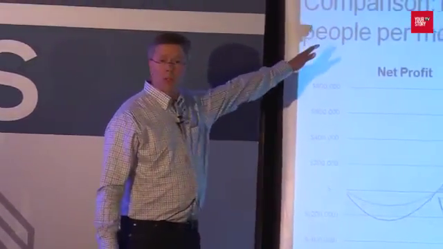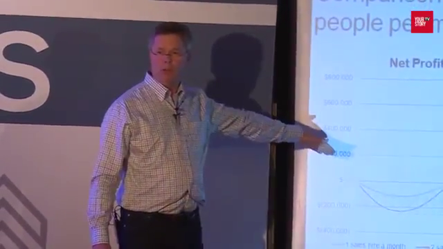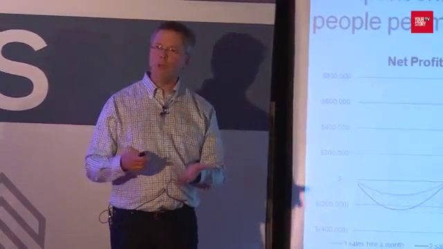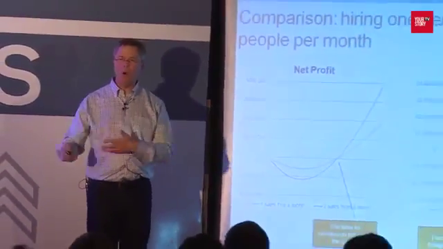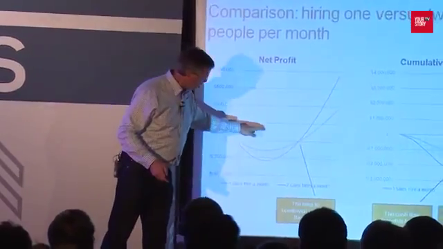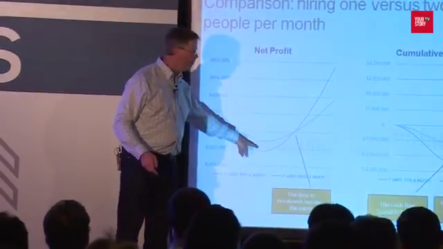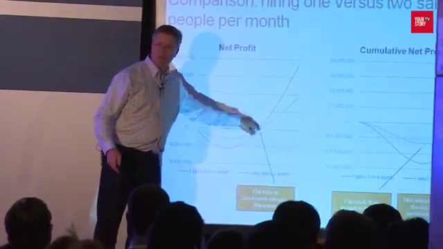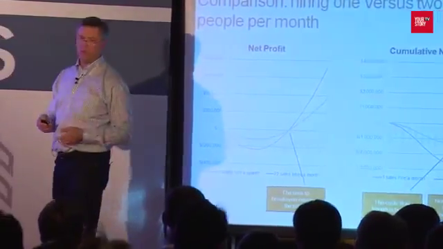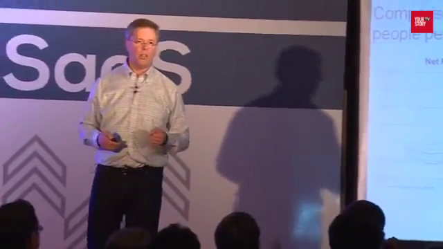I did a model. This was actually done for HubSpot because we were trying to prove to them how many we should be hiring. Should it be 3? Should it be 4? Should it be 1? An interesting thing that came out of this is if you hire 1 versus 2, you simply double the depth of the trough here, but you don't change the time that it takes for the trough to come back to positive. So it's interesting just from a modeling standpoint.